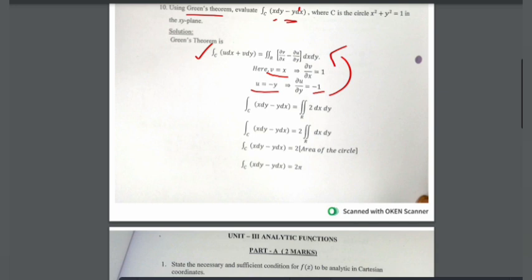Substitute all the values in the Green's theorem formula. I get integral C x dy minus y dx equal to double integral R of 1 minus minus 1, that is 1 plus 1, so that is 2 dx dy. So 2 is a constant, I am taking it out. So double integral R dx dy is nothing but the area of the circle, which is π. So I can easily find that integral C x dy minus y dx is 2π.